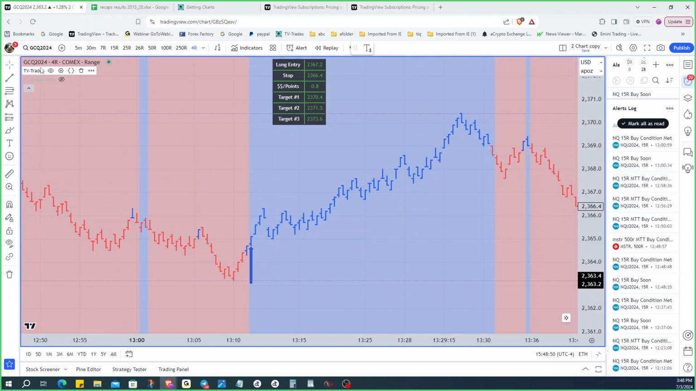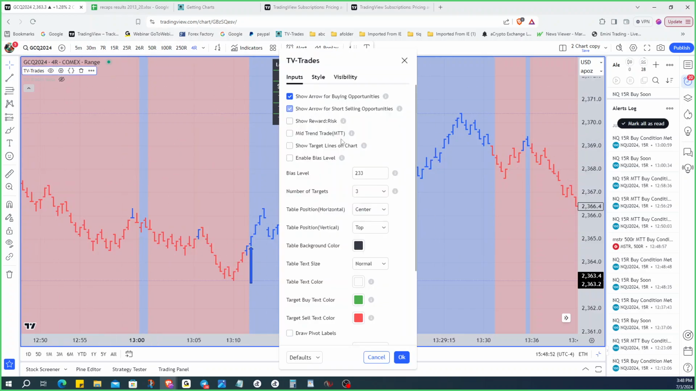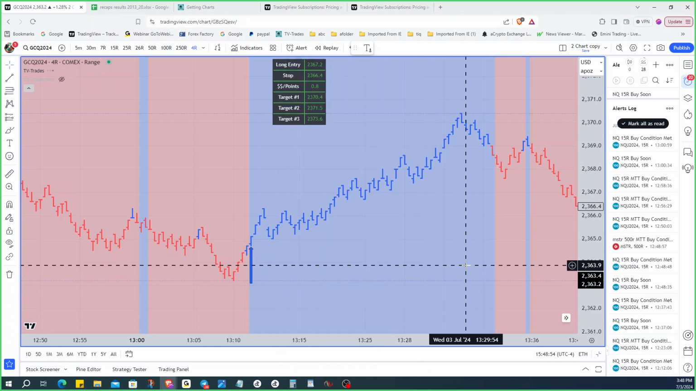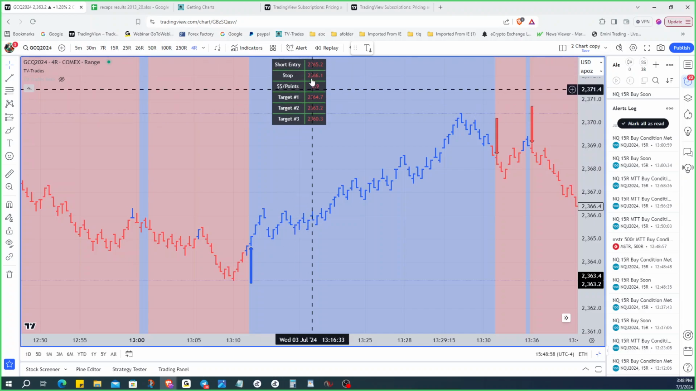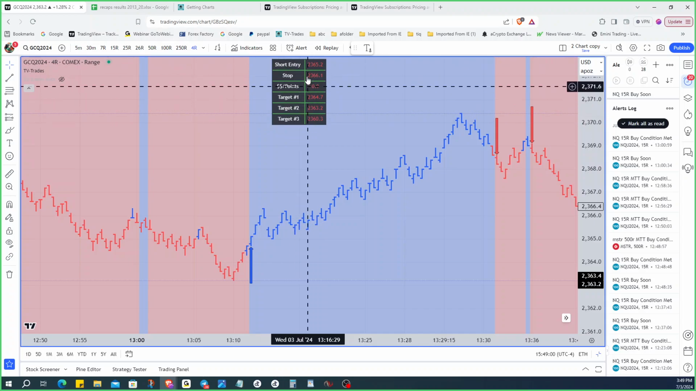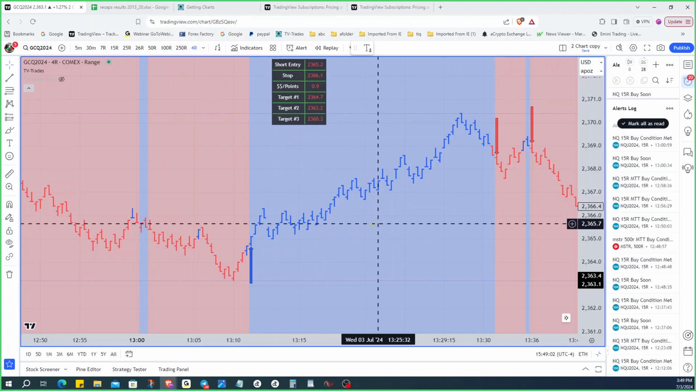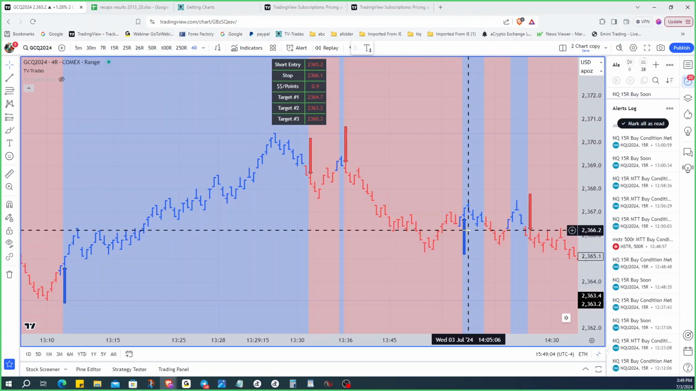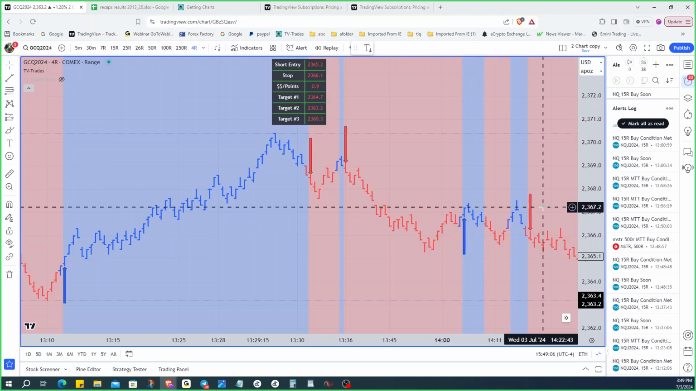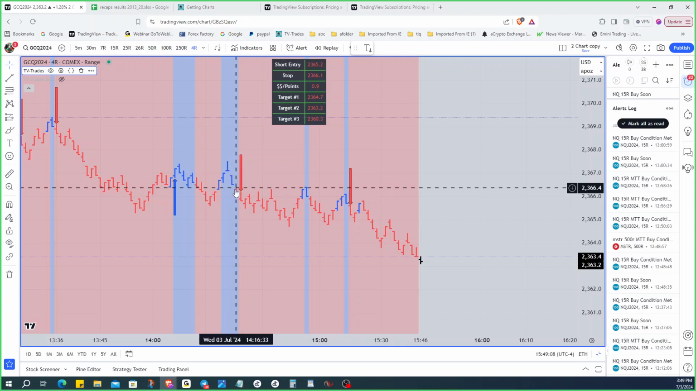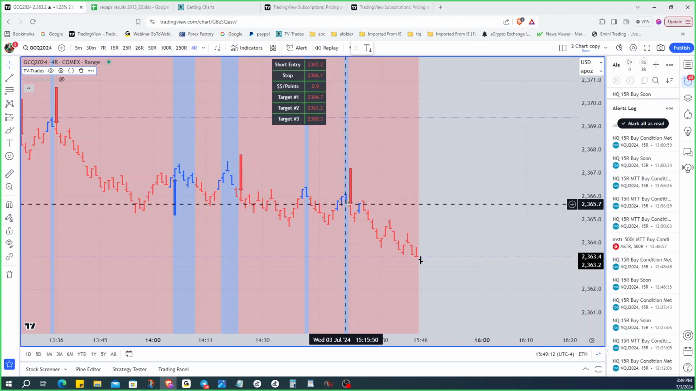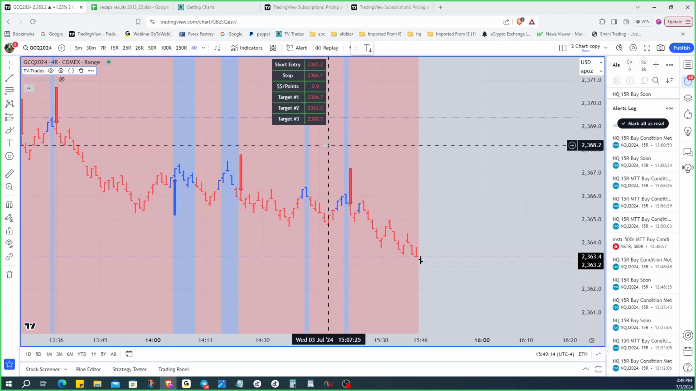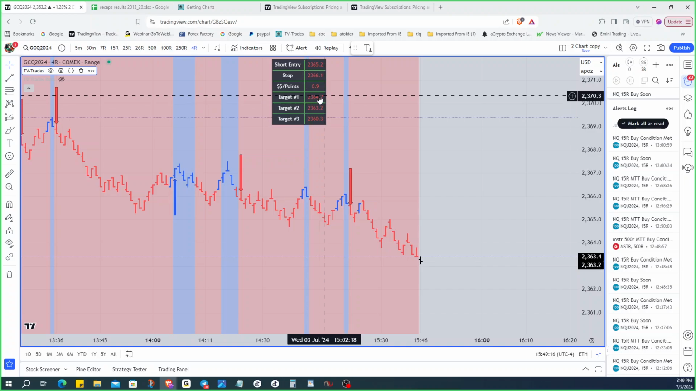So this is what it looks like by default. So if you want to put shorts on, just check the shorts. And by default, it's only going to have what you see here in the table. The table is going to show just the information from the blue and the red arrows. It's not going to show stuff from mid-trend trades. Like this is the last red arrow. That's where the data from the table is coming from. The last red arrow.